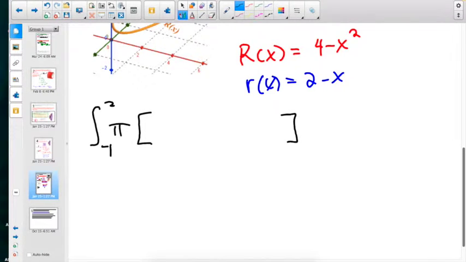What's our big R? 4 minus x squared. Don't forget we have to square that. Okay, 4 minus x squared is just the radius. And then we have to square the radius because we are generating circles in these things. And then our little r. Two minus x quantity squared.